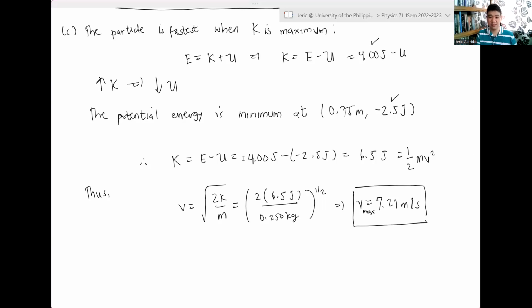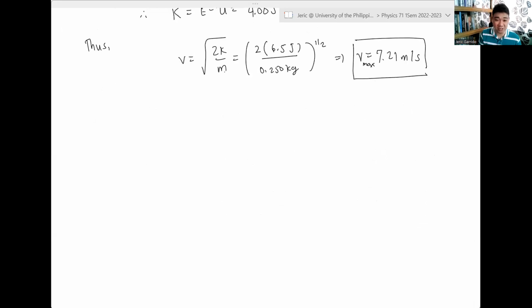Clear to? Questions? Are there any questions? Ayan. So, ganun hanapin yung... So, kapag kinetic energy term, dapat mas maliit yung potential energy if you want to find the maximum kinetic energy and therefore the maximum speed. The particle is fastest at 0.75 meters with speed equal to 7.21 meters per second. Mabilis yung particle na yan. Okay? Questions for this? May tanong pa for this? Okay, wala. So now let's go to the fun part, letter D.